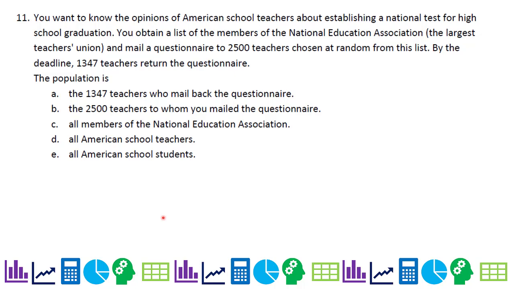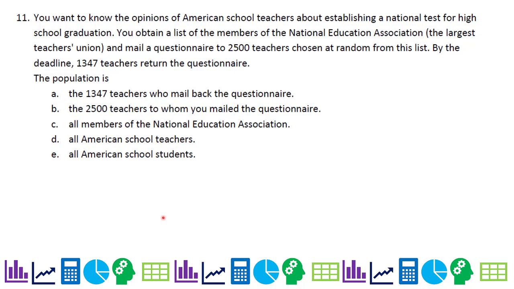You want to know the opinions of American school teachers about establishing a national test for high school graduation. You obtain a list of the members of the National Education Association, the largest teachers union, and mail a questionnaire to 2,500 teachers chosen at random from the list. By the deadline, 1,347 teachers returned the questionnaire.